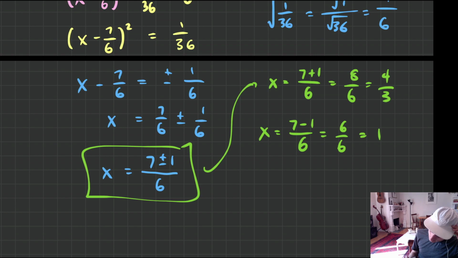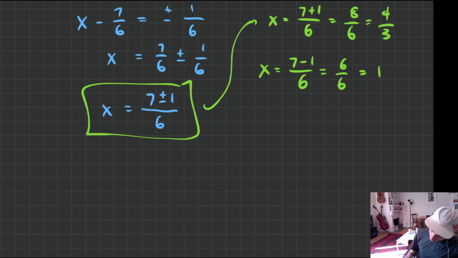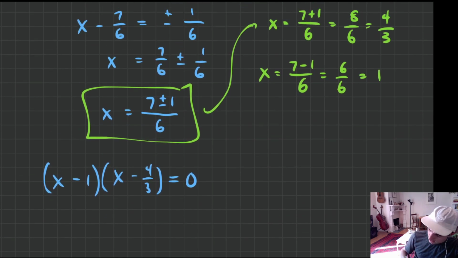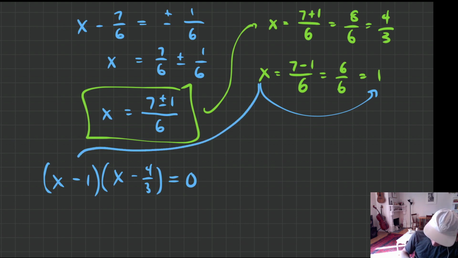So what I'm trying to say is that if those are the possibilities for x, then I can have x minus 1 and x minus 4/3, and that's going to be equal to 0. And now I've written it in factored form. I know that this is a true equation. I know it's true because if x is equal to 1, well, then I'm going to have x minus 1, or 1 minus 1, is equal to 0, and that whole equation is going to equal 0, and it makes this equation true.